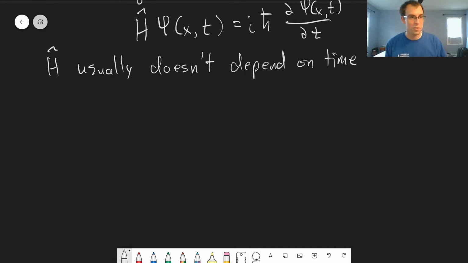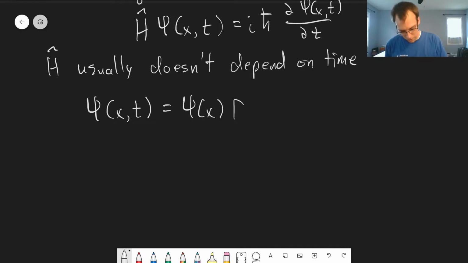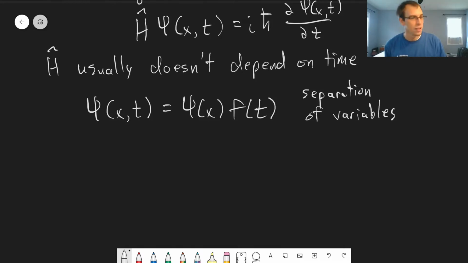So we can use our separation of variables idea and say, let's take our wave function psi of x and t, and there's going to be a part that depends on time and a part that doesn't. We'll have the wave function psi of x that depends on just the position, and then we'll have another part that depends on time. We'll call it f as a function of t. So this is, yet again, our separation of variables. So handy, so useful. And this works as long as the Hamiltonian doesn't depend on time.